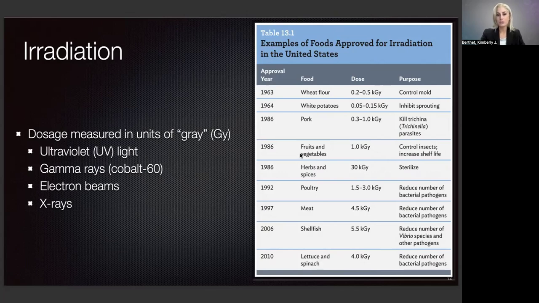So here we can see for fruits and veggies, it can control insects. For pork, it can control parasites that we can find in the muscle tissue of pork. We can control mold in wheat flour. For lettuce and spinach, again, it reduces bacterial pathogens. So all of this irradiation is removing microorganisms from food. Now, remember, we've typically eaten food naturally that has microorganisms on it. There's nothing wrong with that. But if we want to remove pathogenic microorganisms, we can use something like irradiation to kill off almost all microorganisms on the food. So that would remove the pathogenic ones as well.